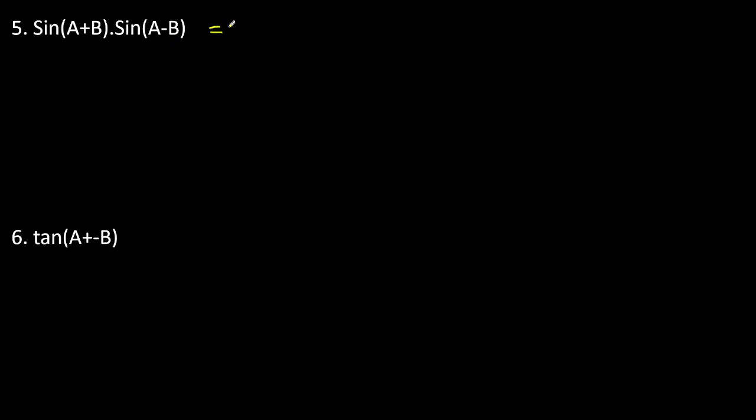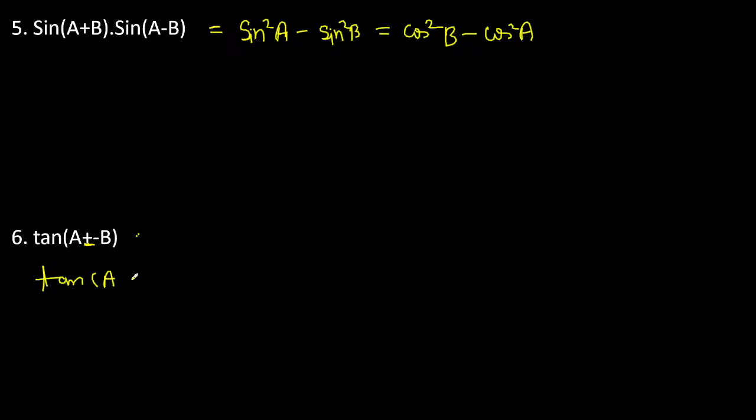So sin(A plus B), if you want to write it, we'll simply write sin square A minus sin square B, or cos square B minus cos square A. If you don't know, you will just simply expand it and do (A plus B) into (A minus B), and we'll get something like this. Now, this is tan(A plus B).